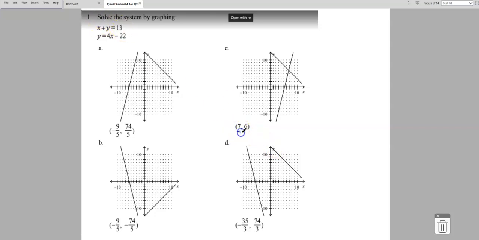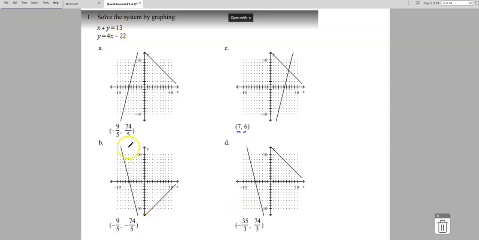Well, this one's very easy to check. 7 plus 6 is 13. But remember, it also has to work on both equations to be able to do that. So if I plug 7 in right there for x, 7 times 4 is 28. 28 minus 22 is 6. So 7, 6 works on both equations.